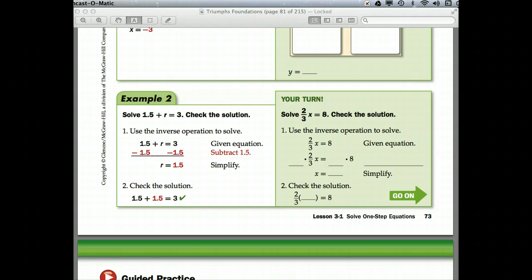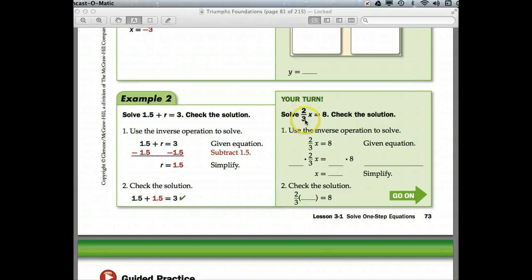So first of all, we need to look, what operation are we performing between this coefficient and the x? Well, it looks to me like we're multiplying x by 2/3, right? So what is the inverse operation of multiplication? Well, it would be division, wouldn't it? Which means we're going to divide both sides by 2/3, but this is a fraction now. So remember, when you divide by a fraction, what you need to do? You need to multiply by the reciprocal.